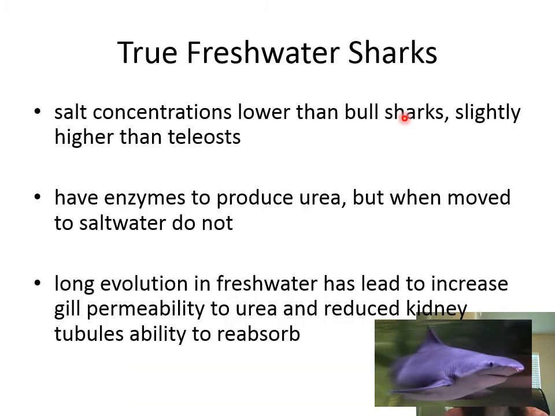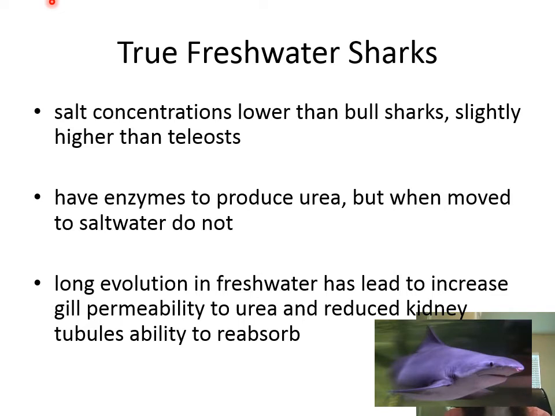True freshwater sharks: there are about 5 poorly known species of sharks and a few stingrays. The spear-toothed shark, down here in the picture, is truly a freshwater cartilaginous fish. They're found in brackish freshwaters in Asia and Australia. The salt concentration in their blood is lower than what we see in bull sharks, but slightly higher than what we see in teleosts.